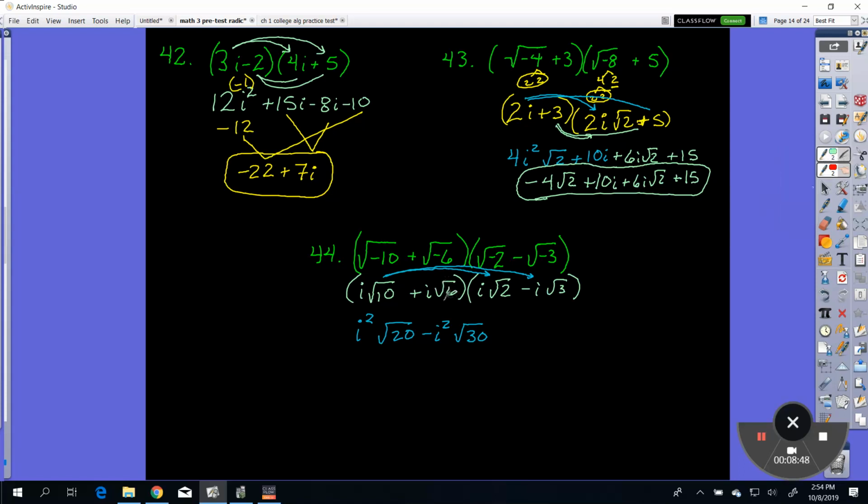i square root of 6 times i square root of 2. So that's plus i squared square root of 12. And now for the end, i square root of 6 times i square root of 3. And that's a negative and that's a positive, so that makes a negative i squared. Square root of 6 times the square root of 3 is the square root of 18. So now I'm going to break these down.